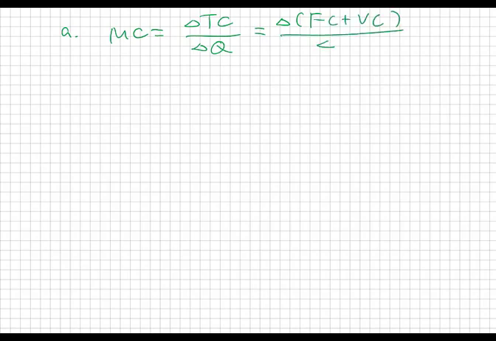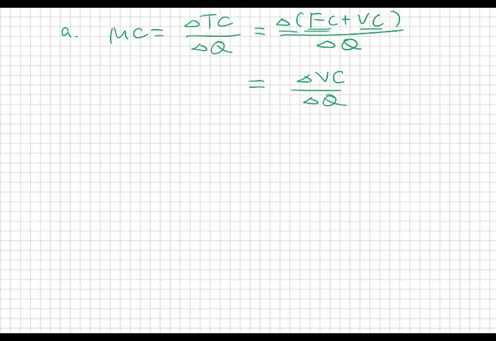Recall that marginal cost is the change in total cost divided by the change in quantity of output. Total cost consists of fixed cost and variable cost, divided by delta Q. But remember that fixed cost is always fixed at a constant level, so there is no change from fixed cost. Delta FC equals 0. So this is basically the same as the change in total variable cost divided by the change in quantity.